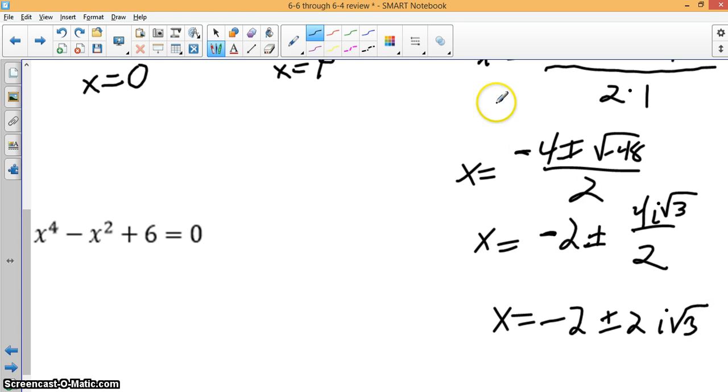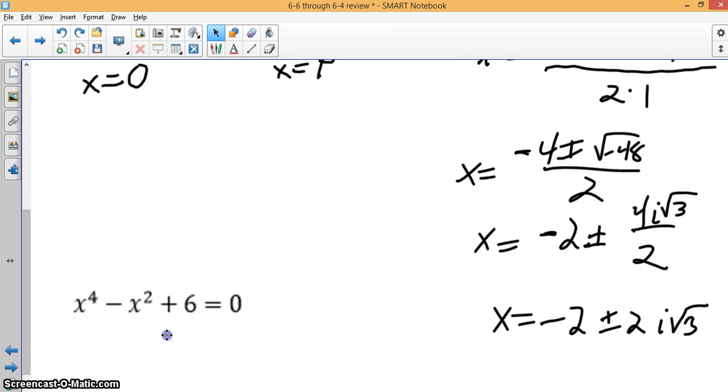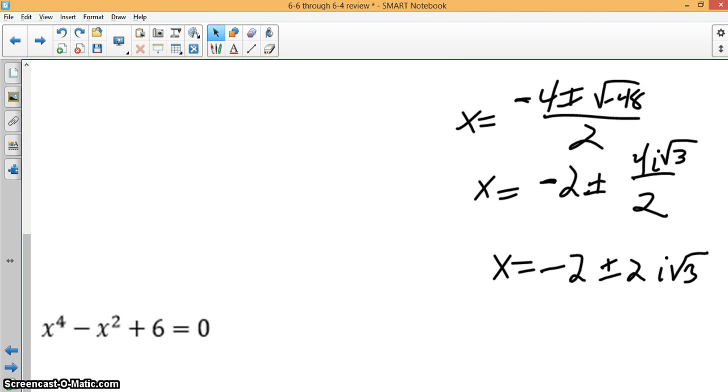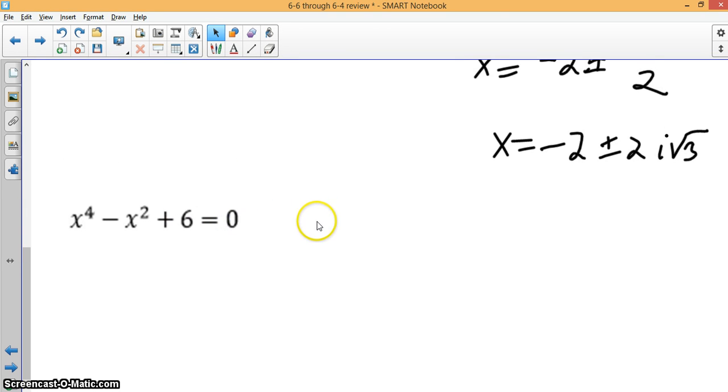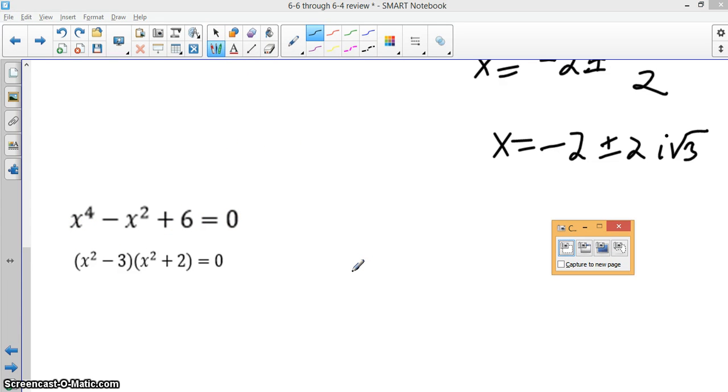There we go. Alright, so then the last type of problem that I have three minutes to squeeze in, and we'll see how that goes, is quadratic in form. Okay? So if it's quadratic in form, it's like something squared minus that same thing plus 6. So this is x squared, squared, minus x squared plus 6. Okay, so we can factor this with some sort of guess and check method, AC method. I'm just going to cut right to the chase on how this would factor. Alright, so it factors like that.